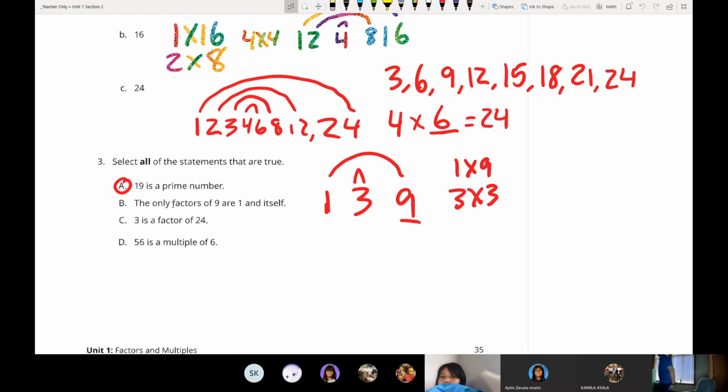What about C? 3 is a factor of 24. Is that true or false? Three is a factor of 24.